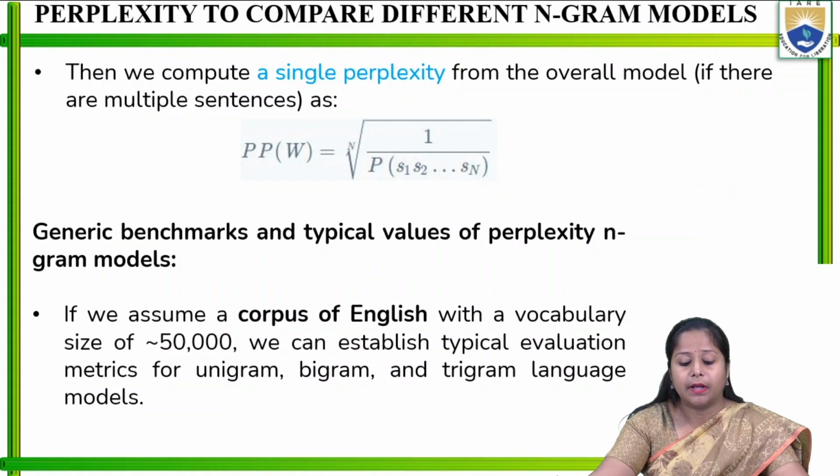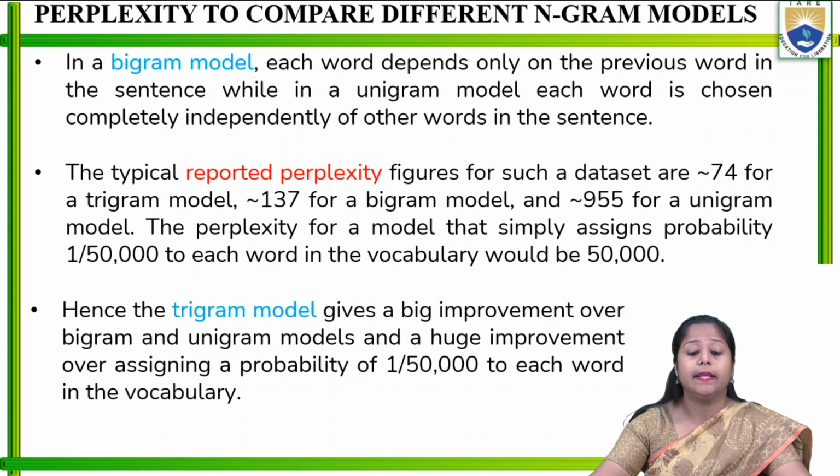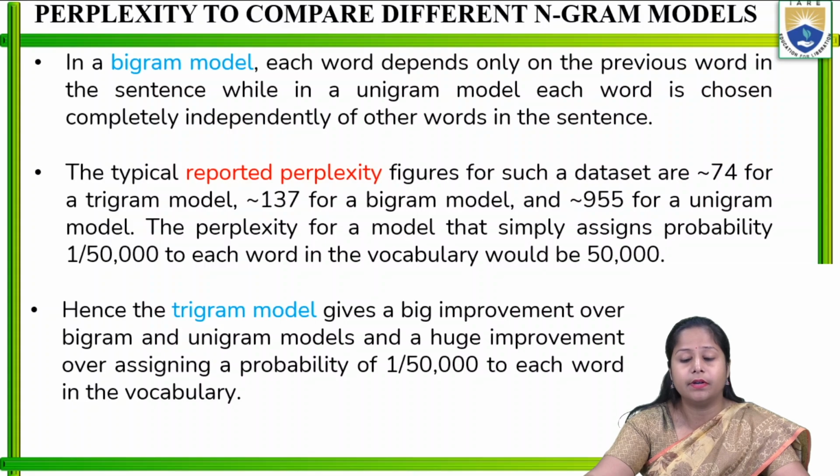Generic benchmarks and typical values of perplexity for n-gram models. If we assume a corpus of English with a vocabulary size of 50,000, we can establish a typical evaluation metric, like we were using in the earlier lectures: unigram, bigram and trigram language models. In a bigram model, each word depends only on the previous word in the sentence, while in the unigram model, each word is chosen completely independently of other words in the sentence.